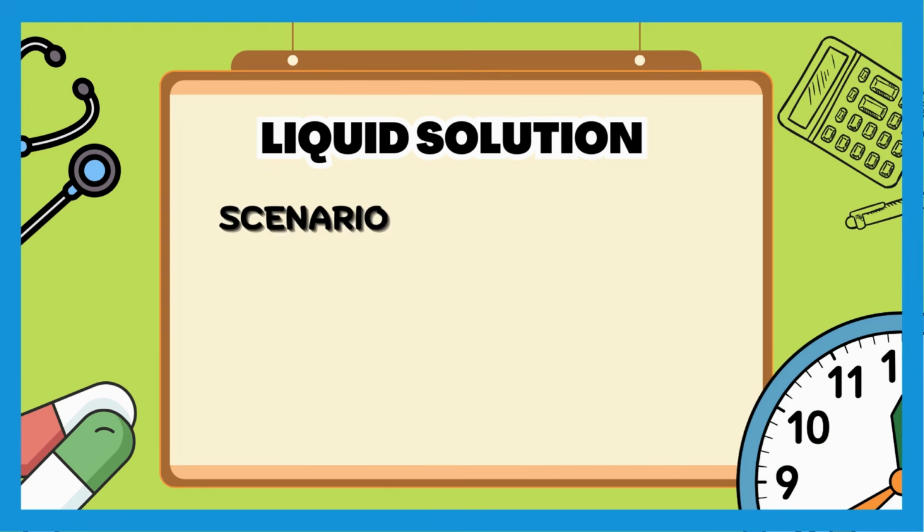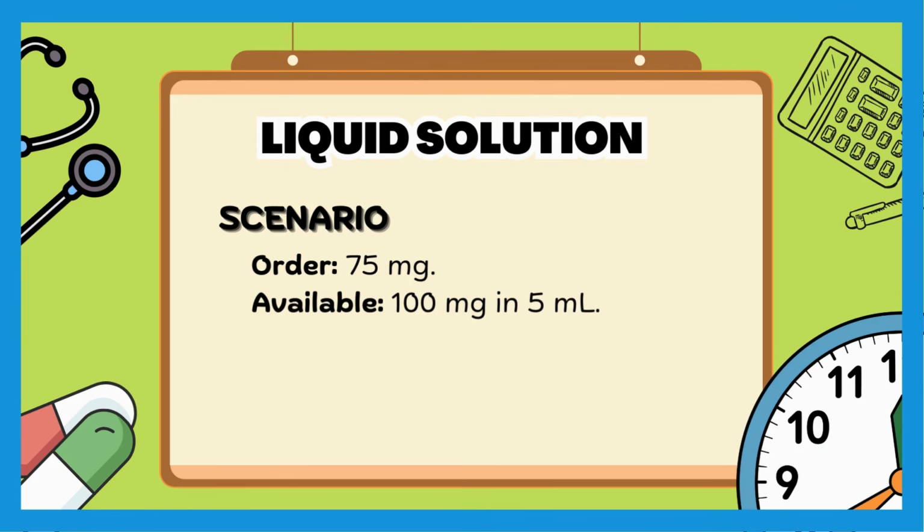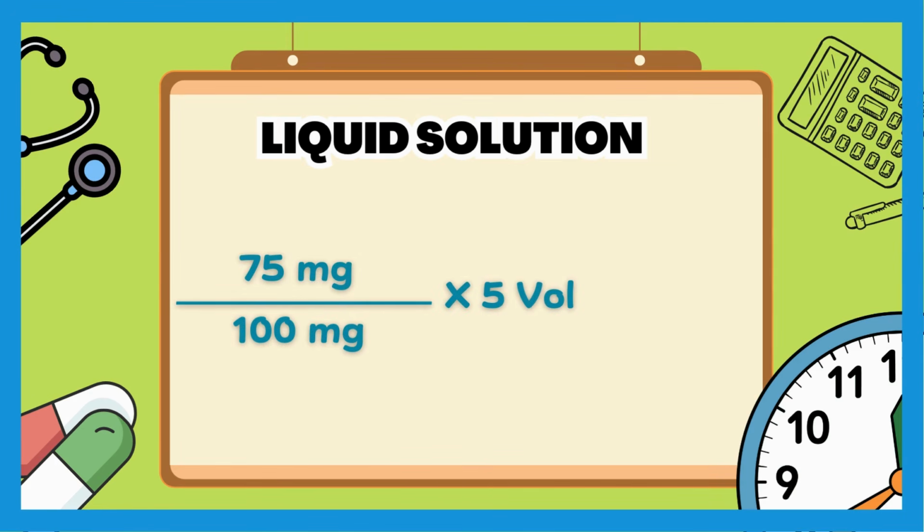So this is your order. 75 mg. And what is available? What do you have on hand? 100 mg in 5 ml. So let's put that all together. Let's calculate. And you got 3.75 ml.